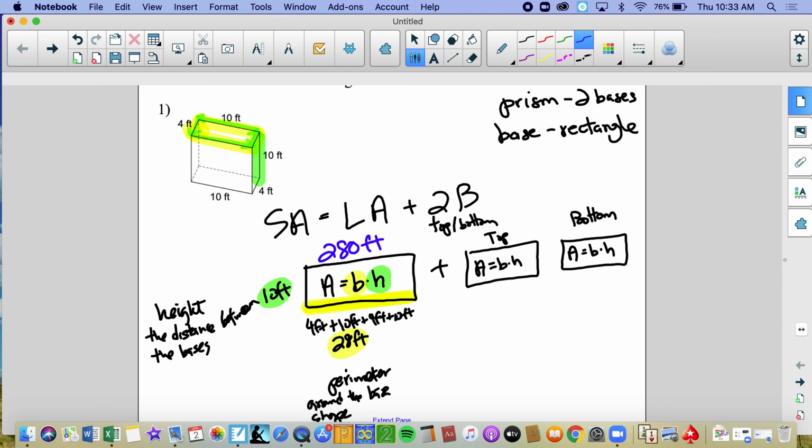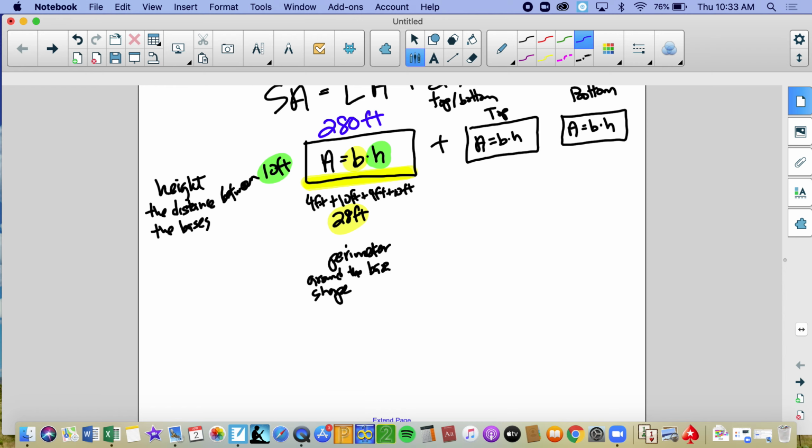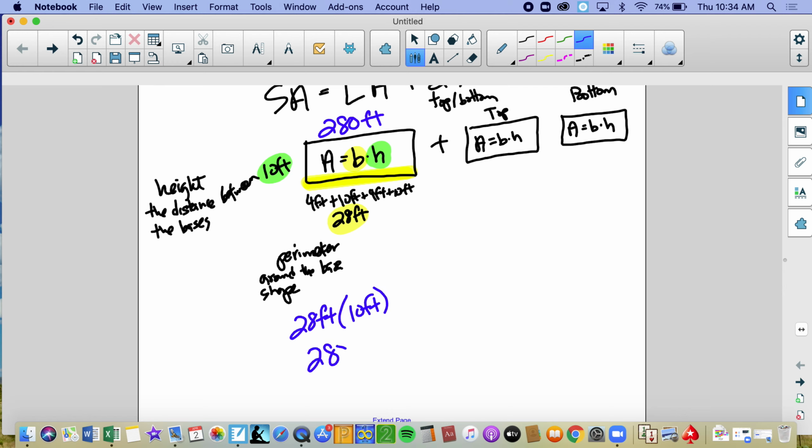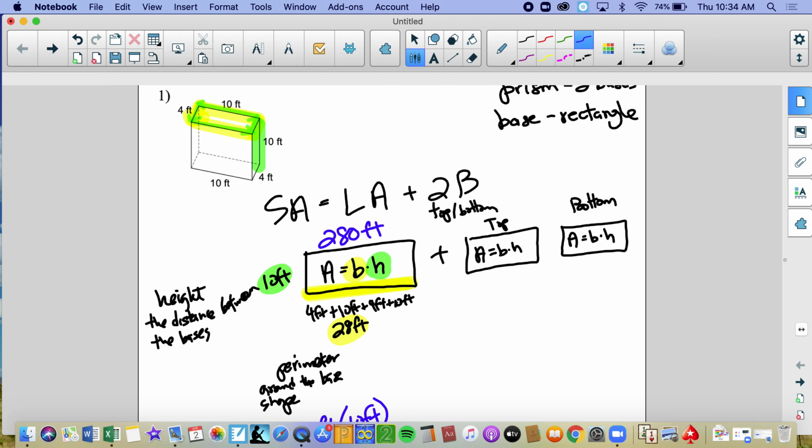280 feet squared. How did I get that? I got that by multiplying the base times the height. So base is 28 feet times 10 feet gives me 280 feet squared. That's my lateral area. Now I have to go to my bases.